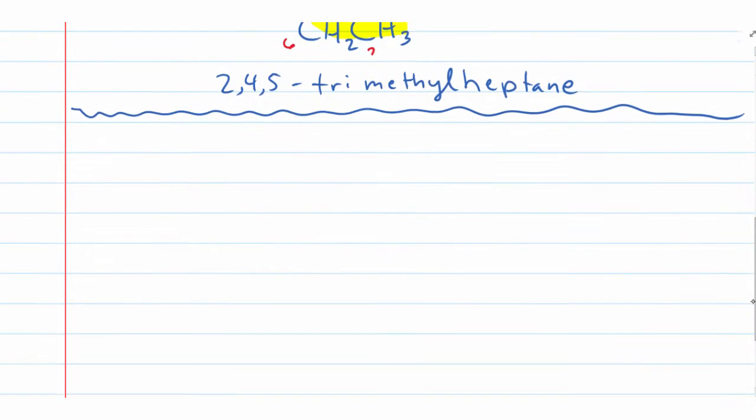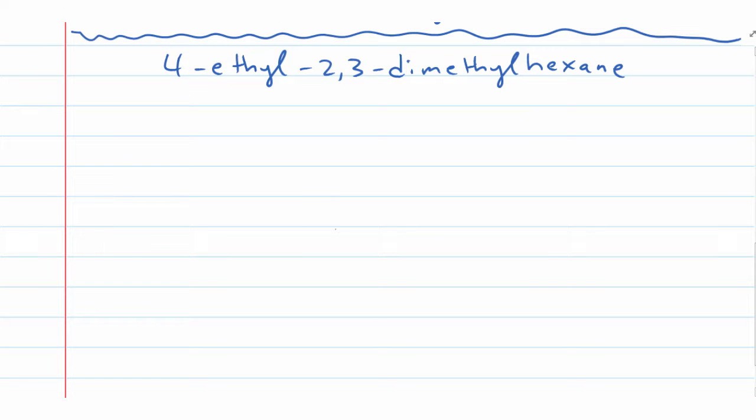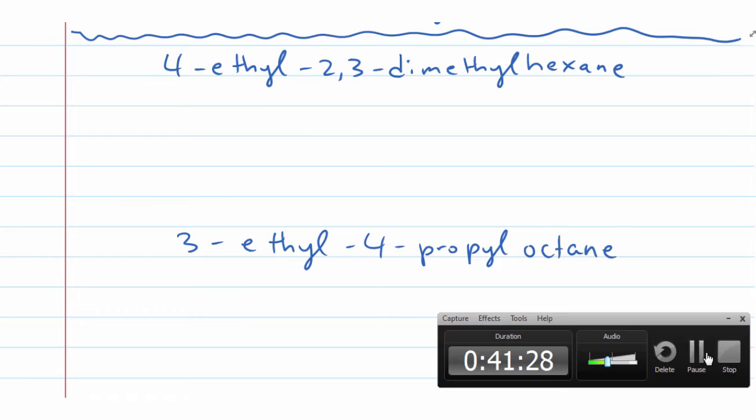Okay, then you try drawing these two. So we'll try this one: 4-ethyl-2,3-dimethylhexane. And then we'll try this one here. That's going to be 3-ethyl-4-propyloctane. So draw structures for each of these two.